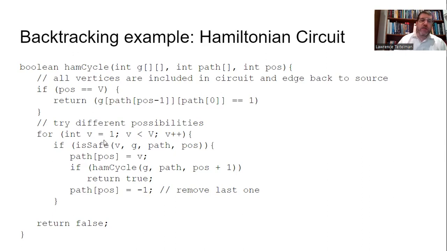So what does this code do? It says iterate over all the vertices except for the starting one, right? That's what I'm starting with, v equals 1. And I check is safe. Okay, who remembers what is safe does? That was the previous slide. So what was the purpose of is safe?